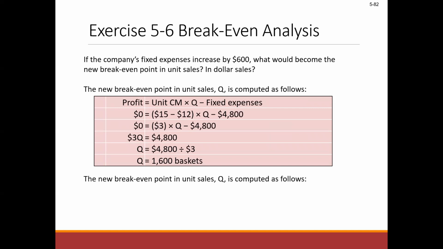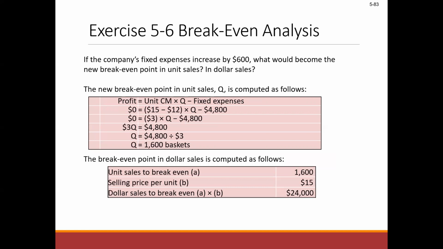Now, if the company's fixed expenses increased by $600, again we know we get $3 per unit in contribution margin, so how many more baskets do we need to sell? Well, the additional baskets would be 600 divided by $3 per unit, or 200 additional baskets. Make sense, guys? Now, the company's fixed expenses did increase by $600. What would it be in dollar sales? 1,600 baskets times $15 a basket gives us our new sales.